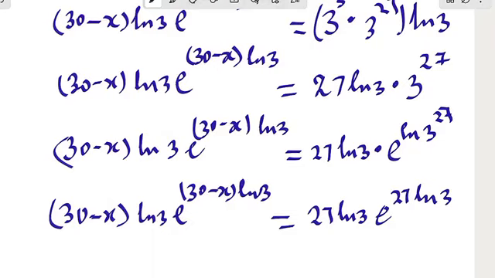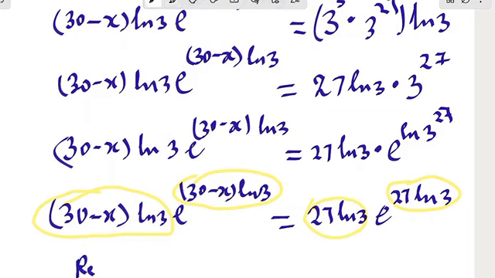Now if you look at this right hand side, you see I have 27 ln of 3. The power of e is also 27 ln of 3. (30 minus x) ln of 3, (30 minus x) ln of 3. So you can see that both sides of the equation are now in the same form, where we can actually apply the Lambert W function.